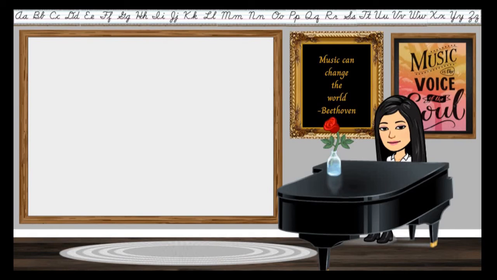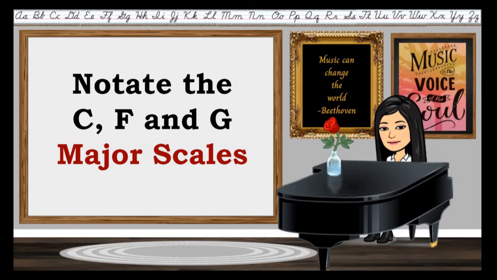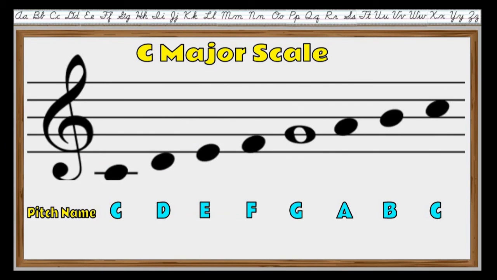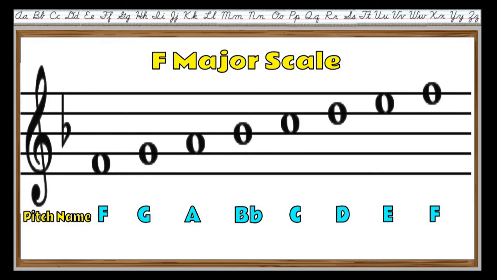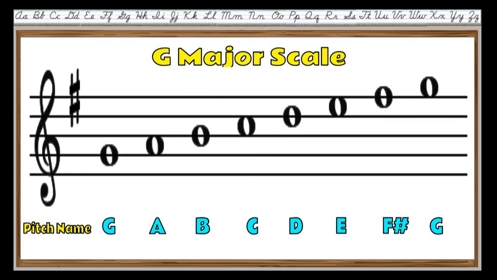Now that you know the three major scales, let us have an activity. Notate the C, F, and G major scales. You may pause the video while working on it. Are you done? Let's check your work. Here is the C major scale. Next is the F major scale. And finally, the G major scale. I am sure you did great. Congratulations!